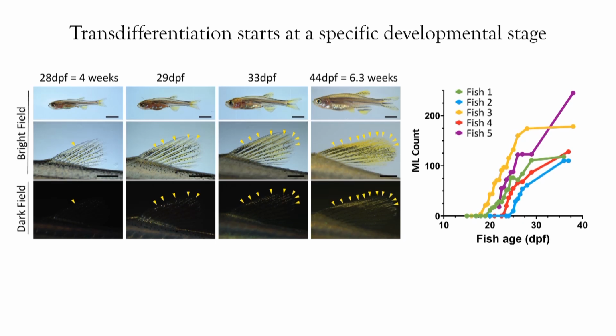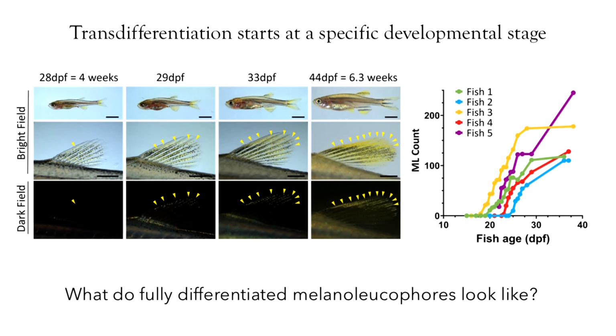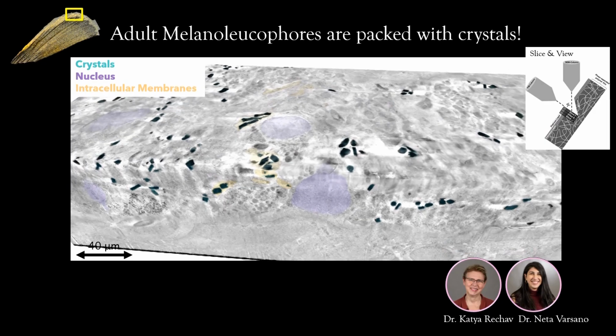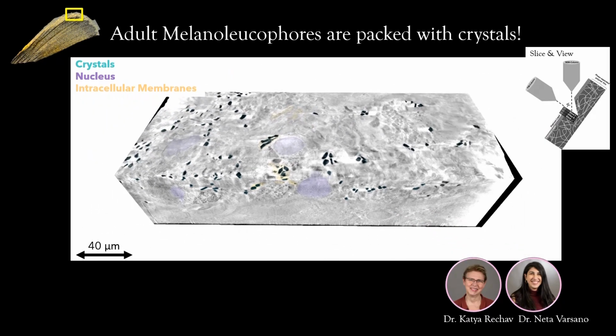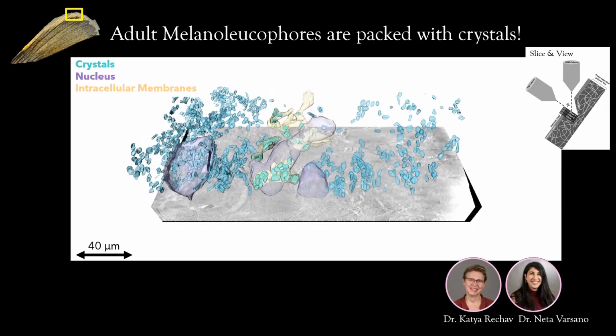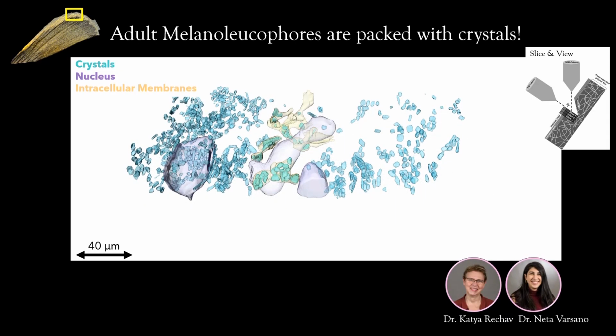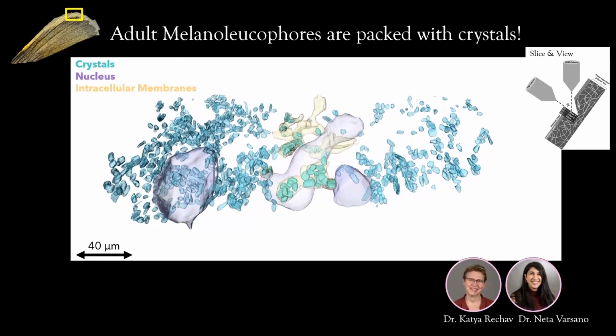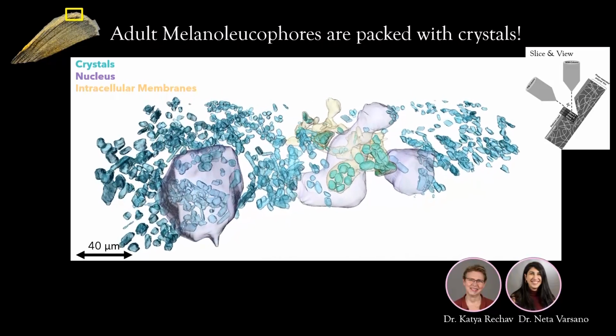So the first thing we wanted to know is, what do the fully differentiated melanoleucophores look like in the adults? So this was with the help of Neta and Katya from the electron microscope unit, and with a special electron microscope that has the slice and view method, we could visualize these cells in their native state and get a full 3D image. And I hope you can appreciate that in blue, we see that these cells are packed with crystals. And this was really amazing to see.